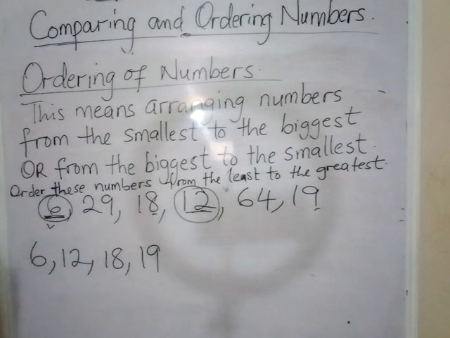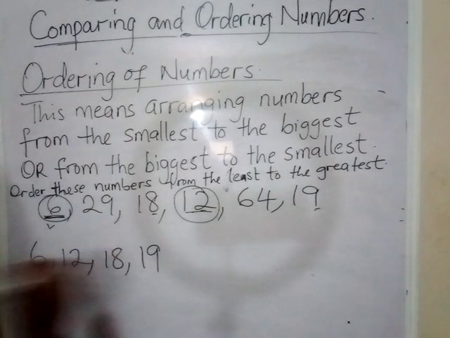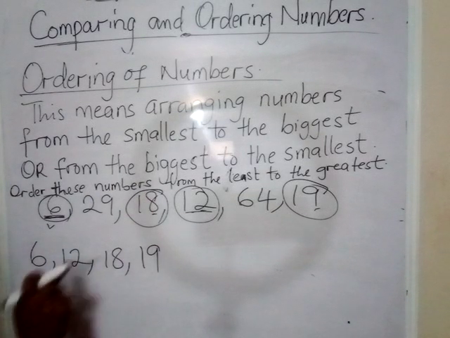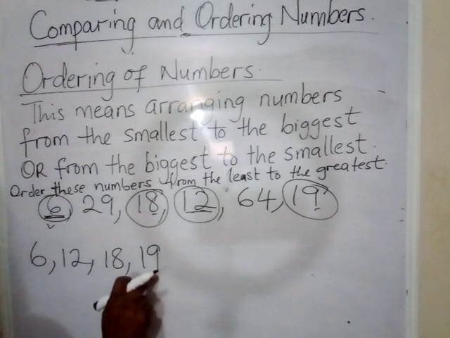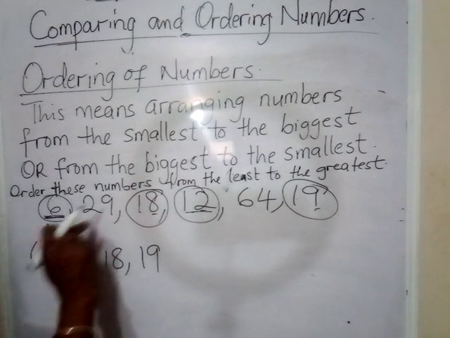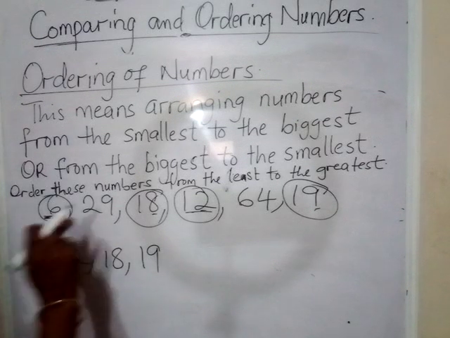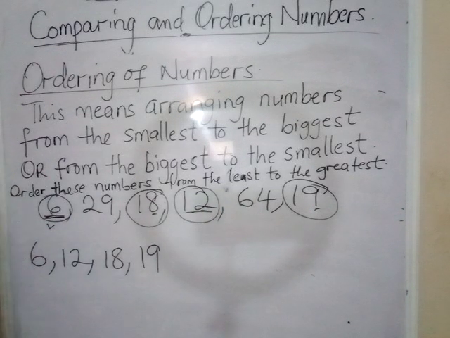After 19, after this fourth number, we have 2 numbers remaining. Let's circle it so we know we are done with those. Okay, we have 6, we have 12, we have 18, we have 19. Now we are left with 2 numbers, 29 and 64.